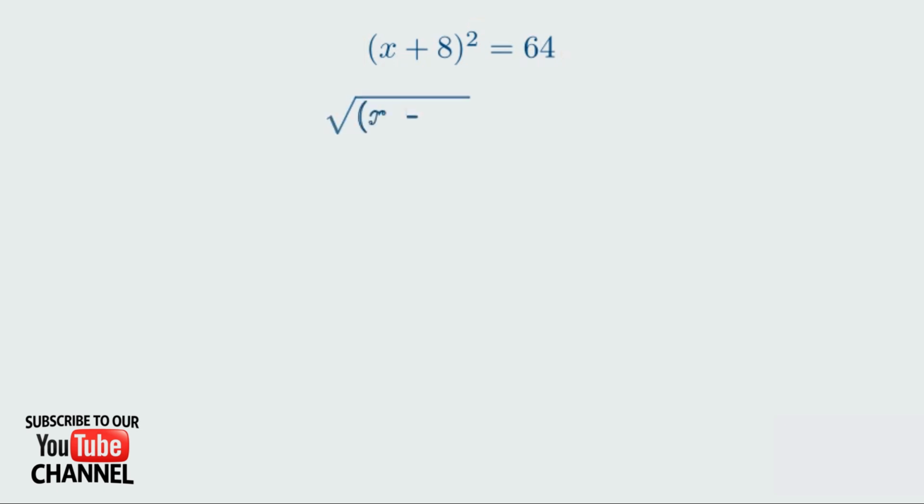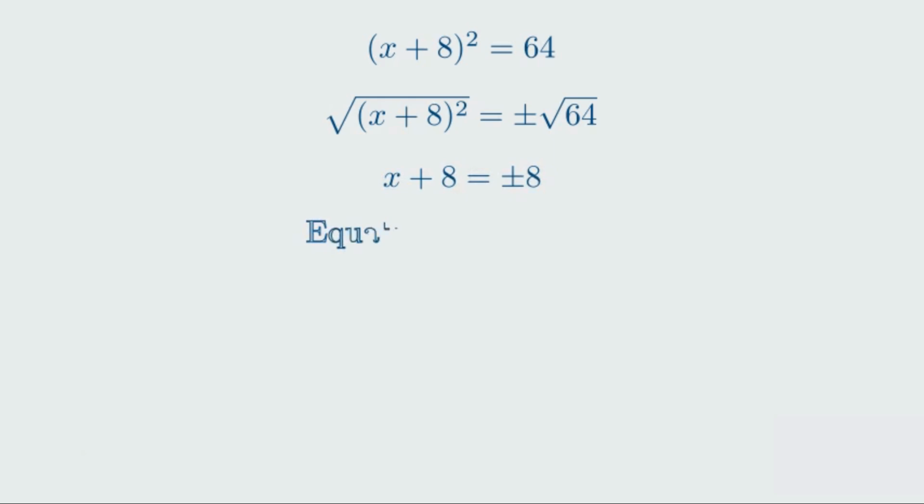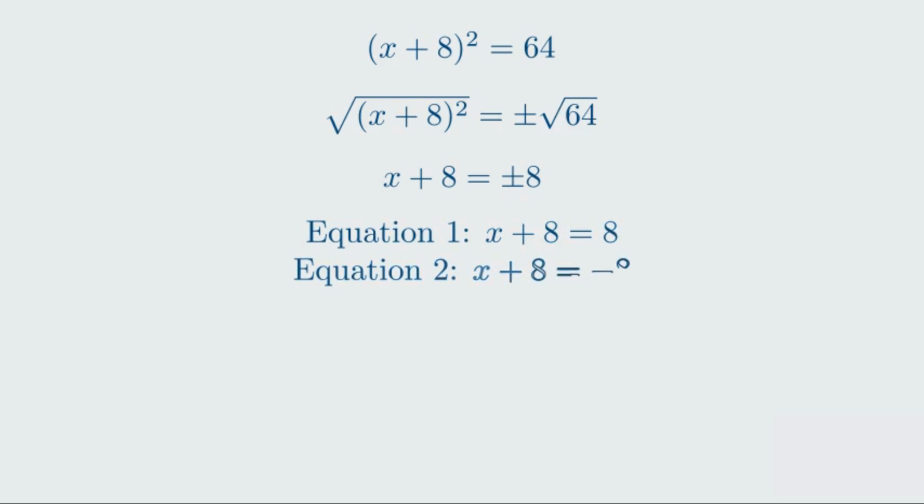When we do this, it's crucial to remember that a squared number can have a positive or a negative root. For example, 4 squared is 16, and negative 4 squared is also 16. The square root of 16 is therefore both positive and negative 4. We must include both possibilities. On the left, the square root of (x + 8)² is just x + 8. On the right, the square root of 64 is 8. This gives us two separate linear equations. This is where those two possibilities we just discussed come into play. Our first equation is x + 8 = 8. Our second equation is x + 8 = -8.